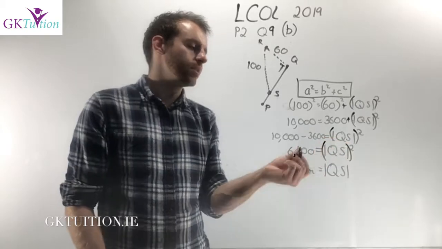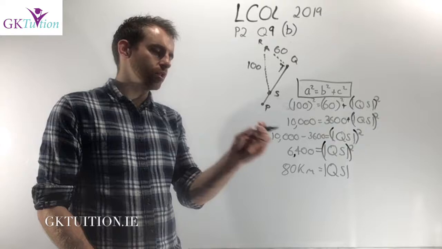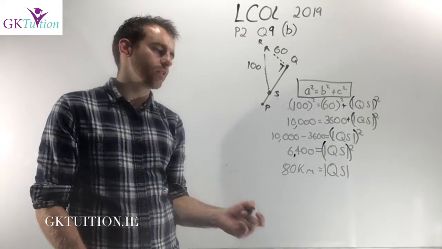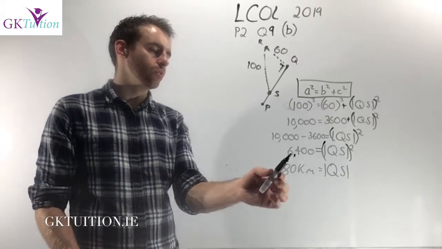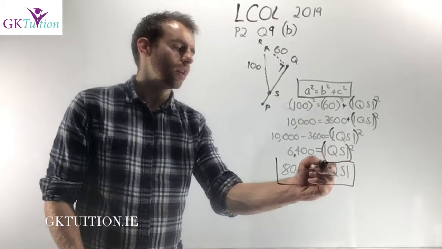And I still have the distance QS squared. But obviously I don't want it squared, I want just QS on its own. So to get to the last line, I just get the square root of both sides, which means that QS is equal to the square root of 6,400, which is 80 kilometers. And that's your final answer in this case.